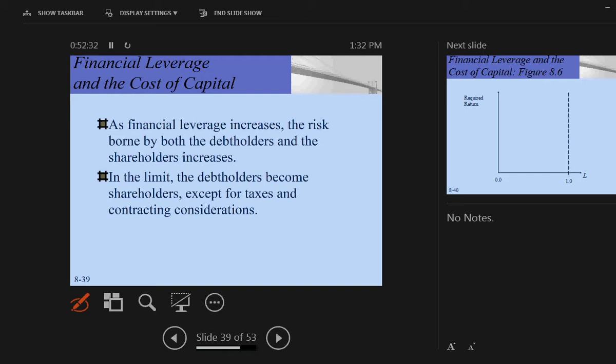If you think about it, you will realize that in the limit, debt holders become shareholders, right? What if a company is fully financed by debt? Well, what does that mean? If you finance your whole company by debt, you cannot really promise anything beyond the existing cash flows, right? So you're promising all the expected cash flows to the debt holders, which means that debt holders are in effect the equity holders in the company.